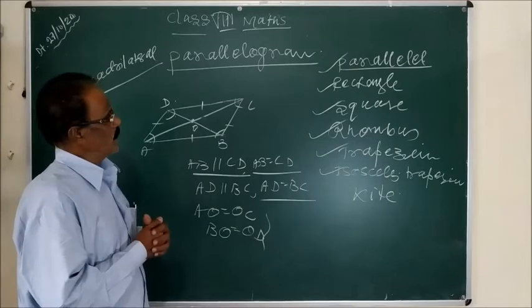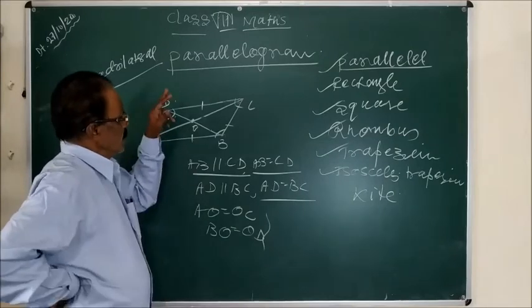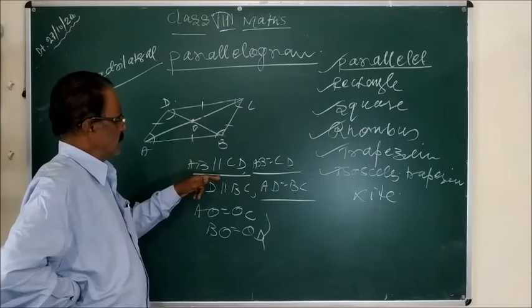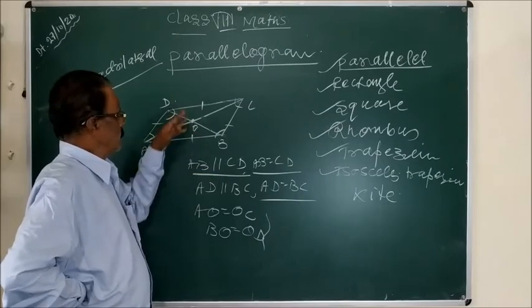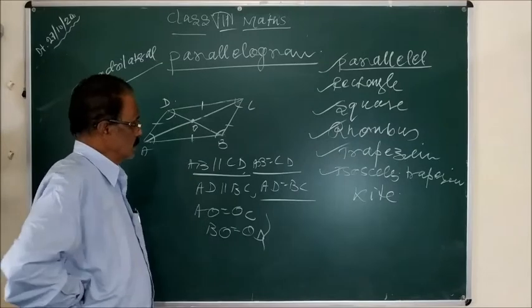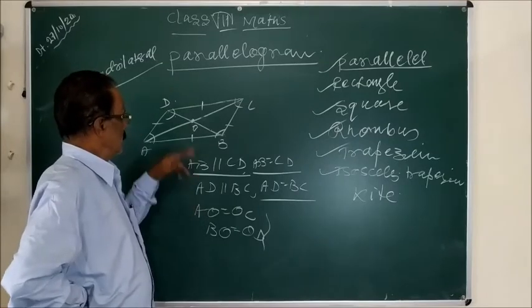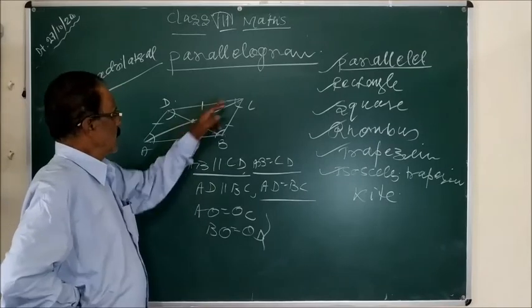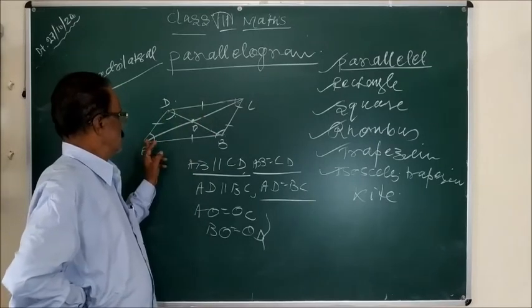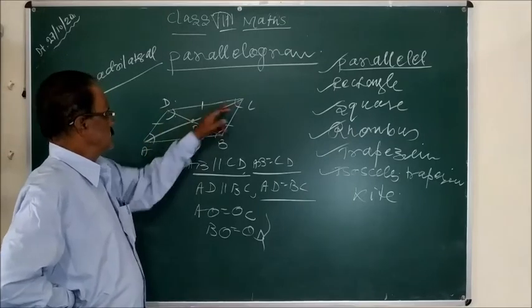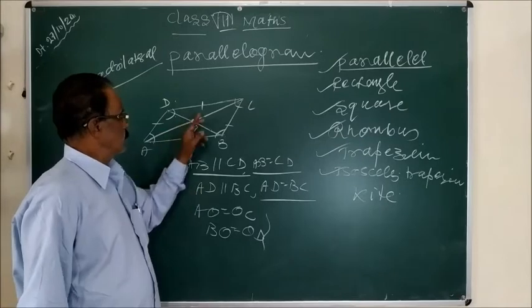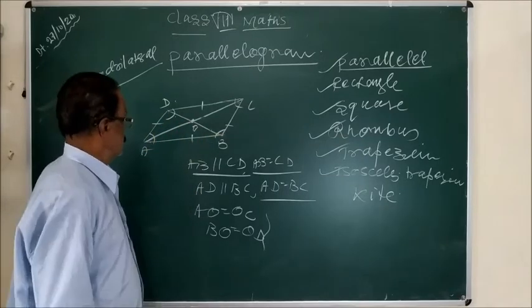I repeat the properties. In a parallelogram, opposite sides are parallel. In a parallelogram, opposite sides are equal. In a parallelogram, opposite angles are equal. In a parallelogram, the diagonals bisect each other. So AO is equal to OC and BO is equal to OD.